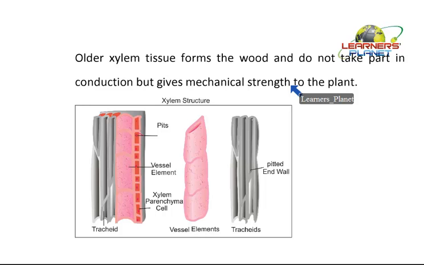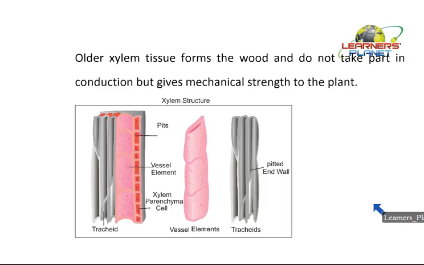Of course, the other kind, parenchyma tissue, is meant for storage of material. Which material? Food or the various materials required for the maintenance of these tissues. This is how the xylem tissue supports the entire mechanical function as well as the transportation function in plants. This is all about xylem tissue.